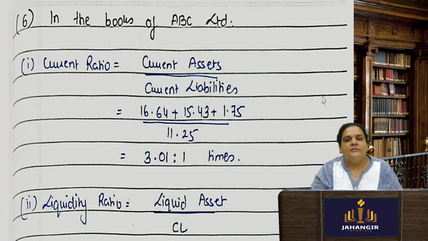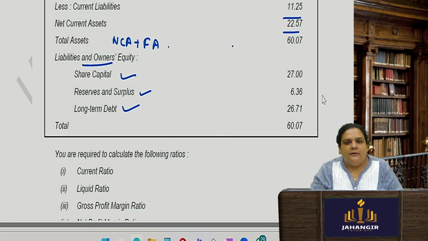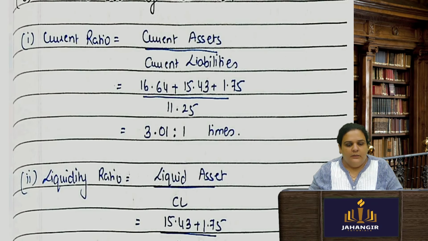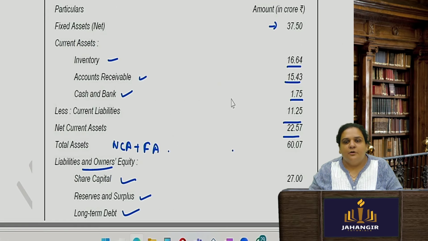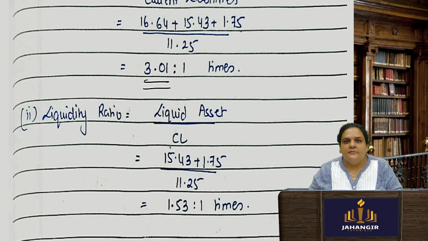Okay. Current ratio is what? Current assets upon current liabilities. They have given me my current assets here. Inventory, accounts receivable and cash at bank. 1, 2 and 3. 16.64, 15.43, 1.75. What is current liabilities? Also they have given it to me. All is given. So current ratio is current assets upon current liabilities, 3.01 is to 1 times.